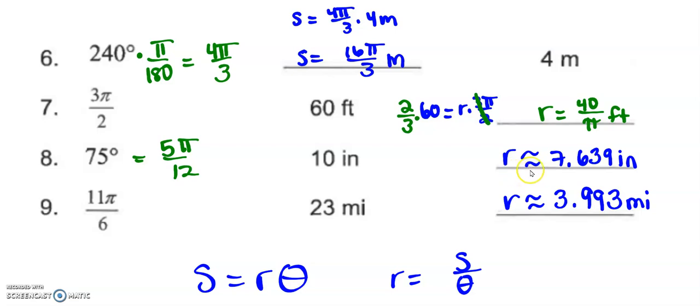But then you should put this little approximate equal squiggle. So we get 7.639 inches and 3.993 miles.